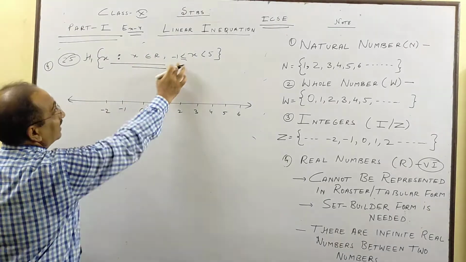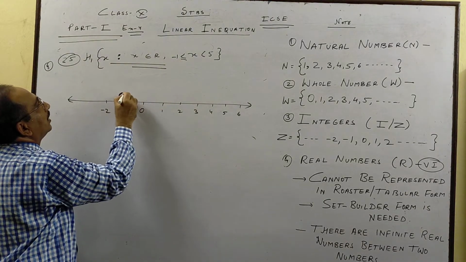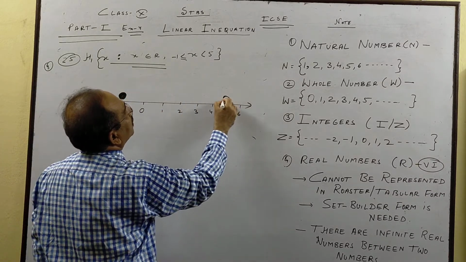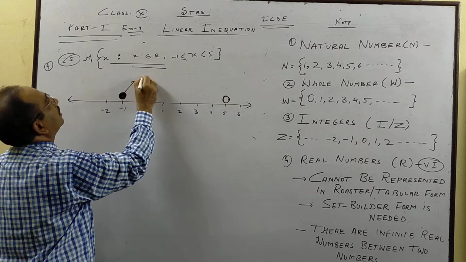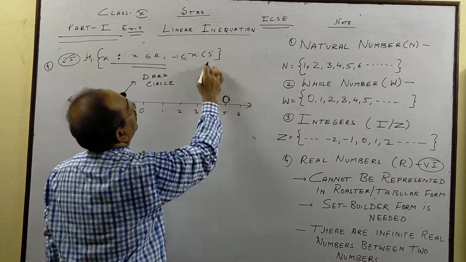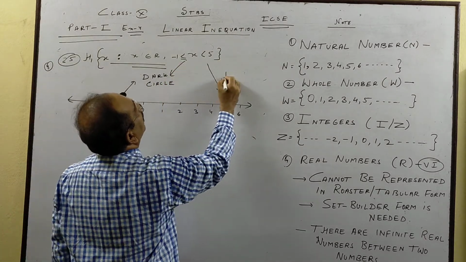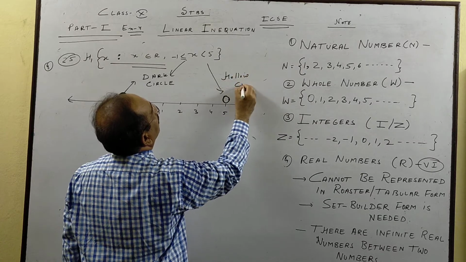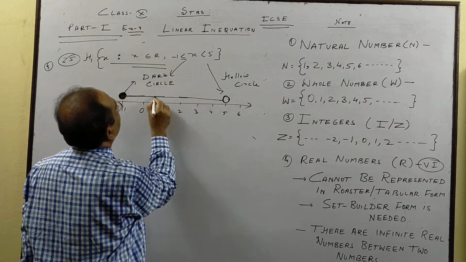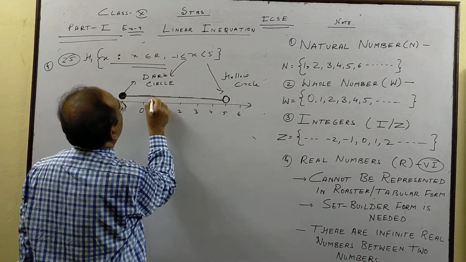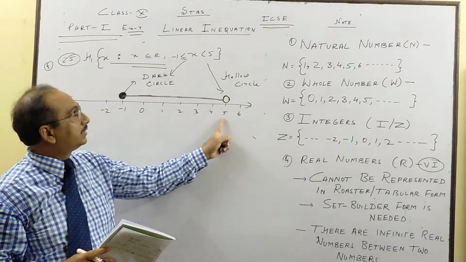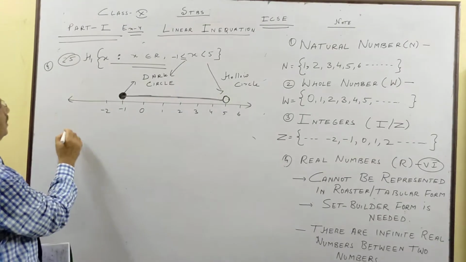X belongs to real, x is greater than equal to, dark circle. Children, this will be dark circle, and less than 5, this will be hollow circle. This is dark circle. And when this is there, this will be hollow circle. And put the line between them. This shows there are infinite number of real numbers between -1 and less than 5. So this is the same question in short, boys.